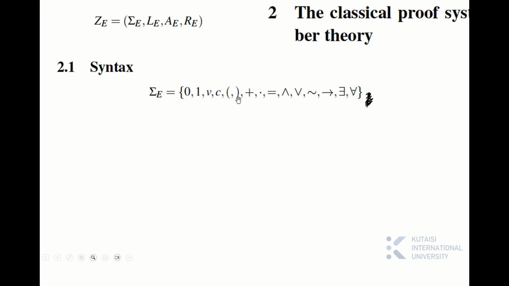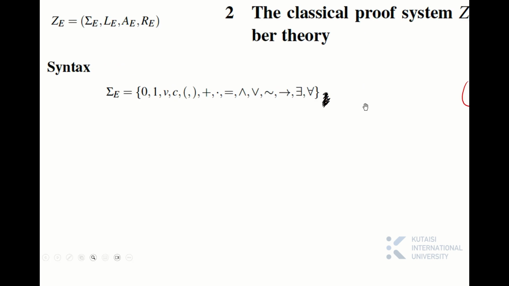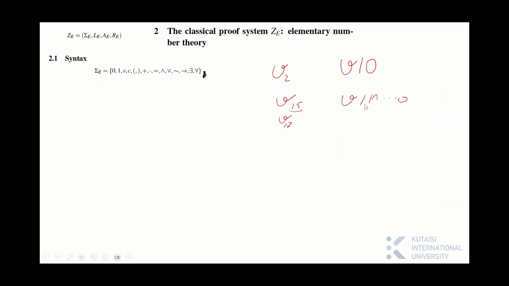Then I want parentheses. I want plus, multiplication, equals, and, or. Even though I say and, or, these are just symbols. Conjunction, disjunction, and this will be used for not, so to say not something. This is implies, exists, and any. This is it. This is my alphabet. It's finite. It's just 15 symbols. This is all I need to write down all mathematical statements for natural numbers.